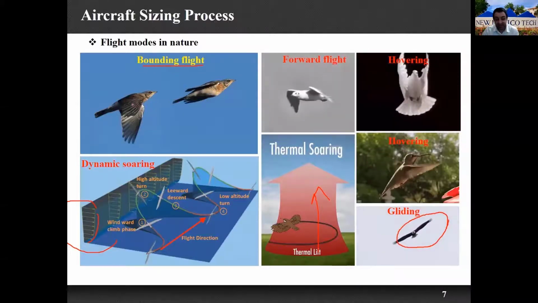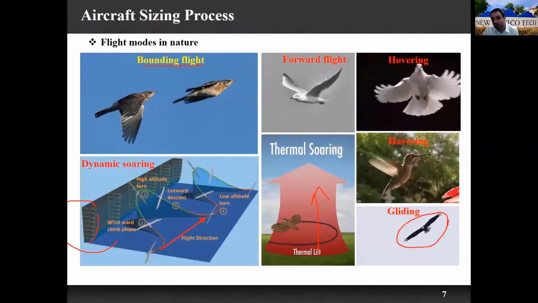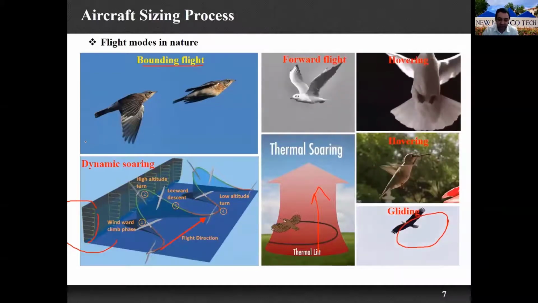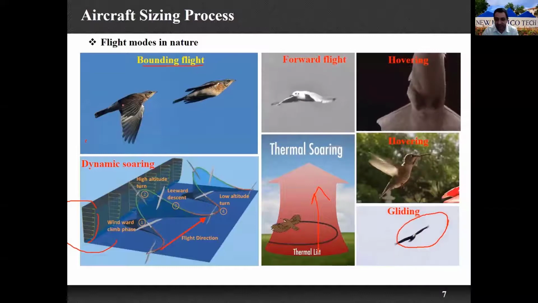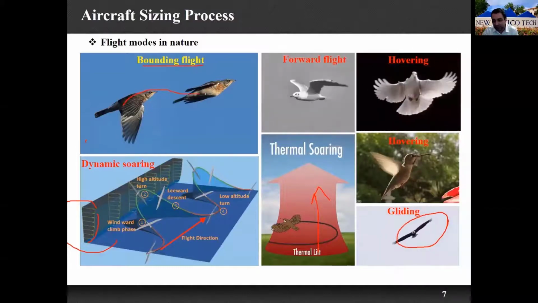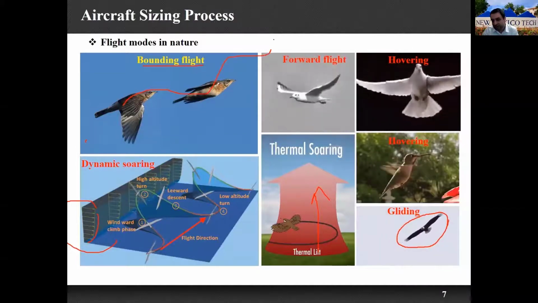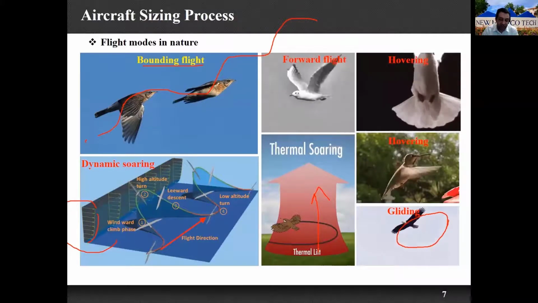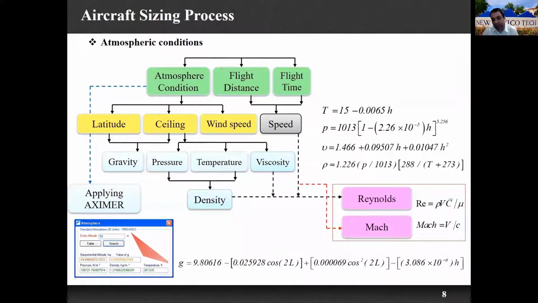In order to save energy, they usually flap, then they fold their wings, then they open their wings and flap again. Due to this, their flight motion is in a sine wave, so they are going in a sine trajectory. So these are the different flight modes that we have.